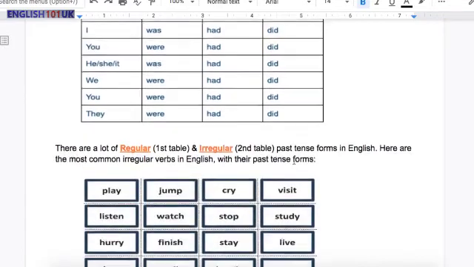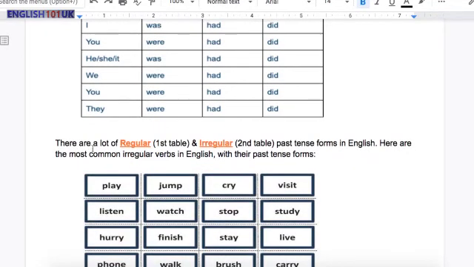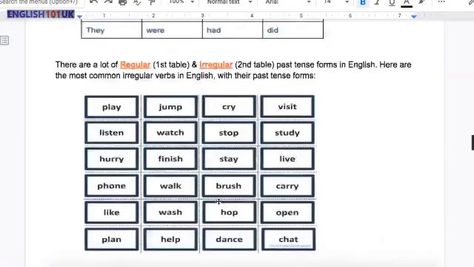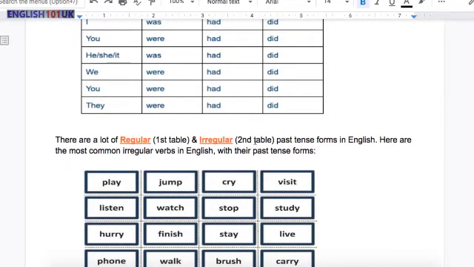We know that there are a lot of regular verbs like this. It says see table 1, and irregular verbs like this. It says see table 2. So we have regular and irregular past tense forms in English. Here are some of the most common irregular verbs in English. So we have irregular and regular verbs with their past tense.